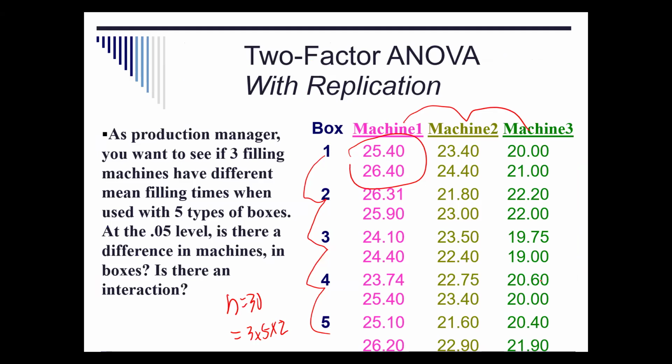So this is the example. We have 3 filling machines and 5 different filling times, box 1, box 2, box 3. We ask whether they have different average filling times when used with the 5 types of boxes. So 5 different boxes and 3 machines. Basically, we see if there's a difference in machines or in boxes, or is there an interaction between the machine and boxes? Maybe a particular combination has the best performance, or a particular combination has the worst performance. We can also look into that.